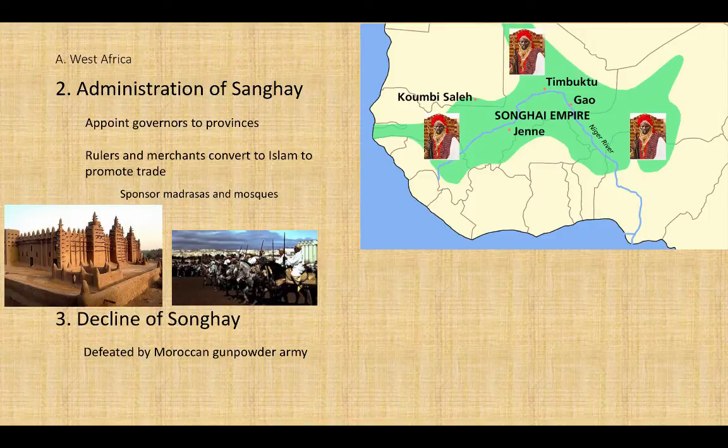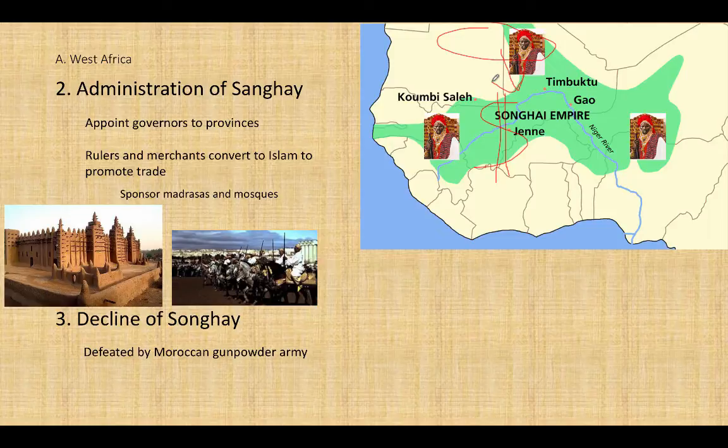Eventually, the Songhai Empire will decline, and they're going to decline for two reasons. The first reason is they get wealthy enough that they're going to attract Moors or Muslims from up here in the north, and they're going to be attracted by the wealth down here in the Songhai Empire. And anytime you have wealth, that's going to attract people. So they come in here and they attack the borders, and they just keep attacking and attacking.